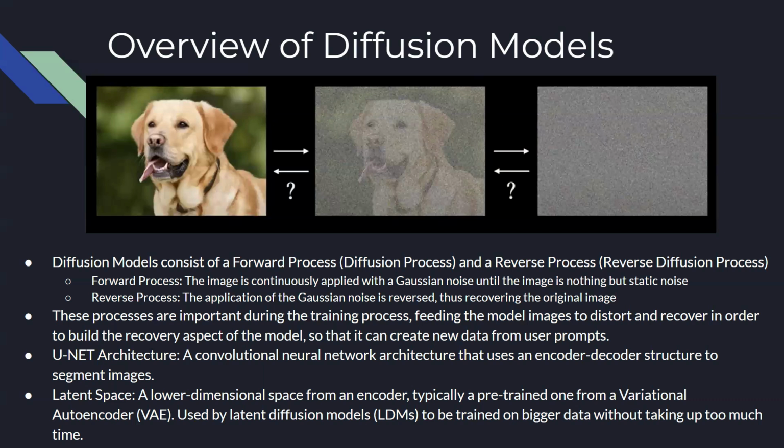A diffusion model also uses something called a UNet architecture. It's a convolutional neural network architecture that uses an encoder-decoder structure to segment images.